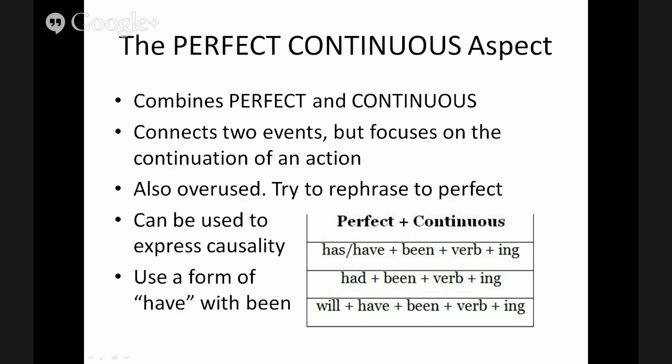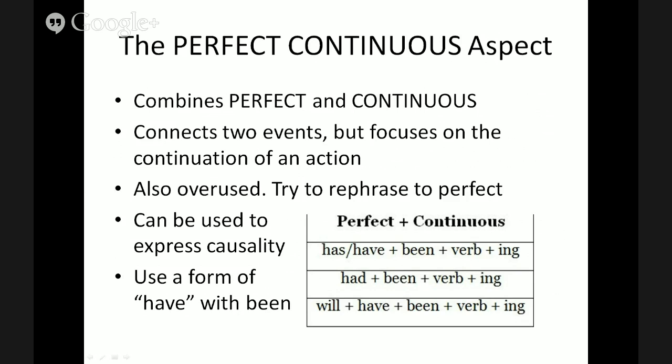Then you can take the perfect aspect and the continuous aspect and combine them together to get the perfect continuous aspect. And it connects two events, but focuses on the continuation of an action. Again, it's overused just because it's the ing. We gravitate towards that ing when we shouldn't. And you always kind of want to make sure that you rephrase.